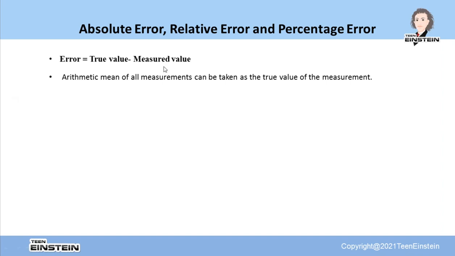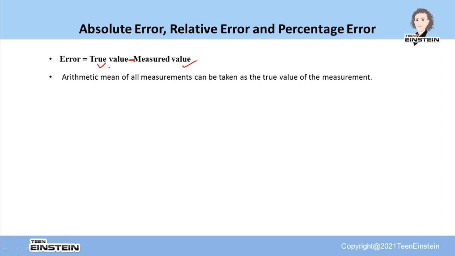So what is error? Actually, error is the difference between the true value and the measured value. That means if you know the true value, error is the true value minus the measured value. Measured value means whatever we get out of our measurement. Then you might be thinking, sir, what is true value then? Yes, we have to get the true value also by measurement only.